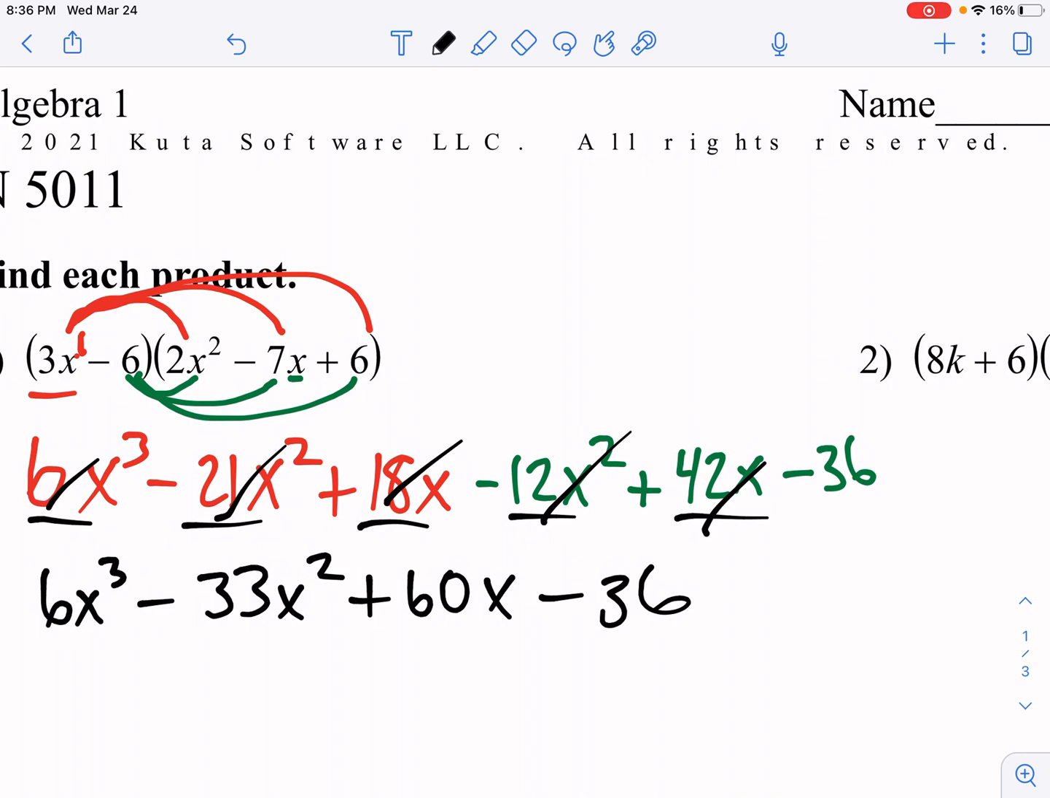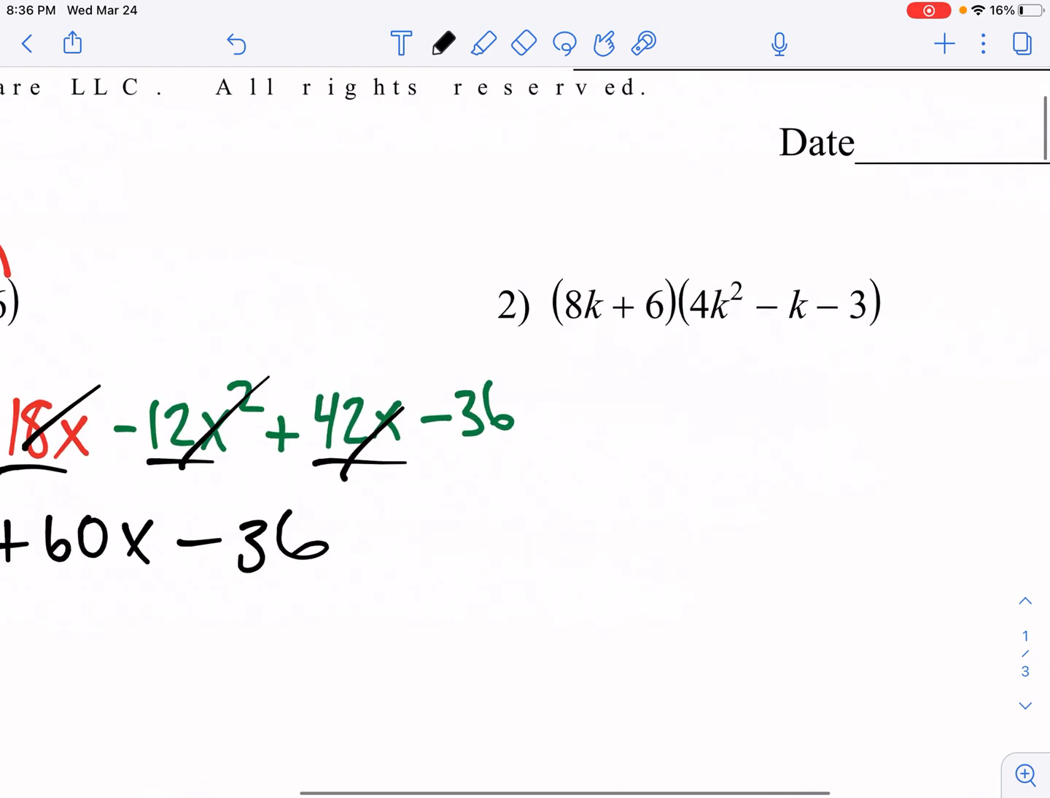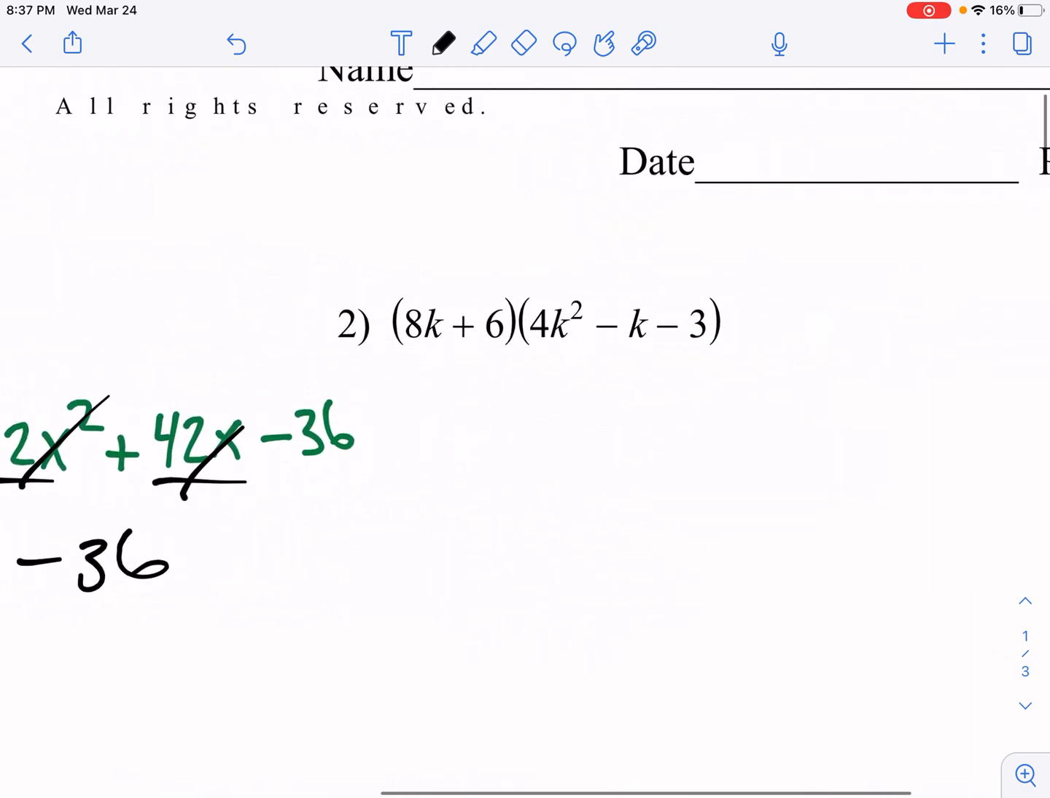Of course, let's try number 2 here. Looking at number 2, it's still the same idea. We're going to be multiplying a binomial by a trinomial, and like I said, it's like applying the distributive property. Maybe we can color code this one again, just the first term another time around, so you can see the different parts.